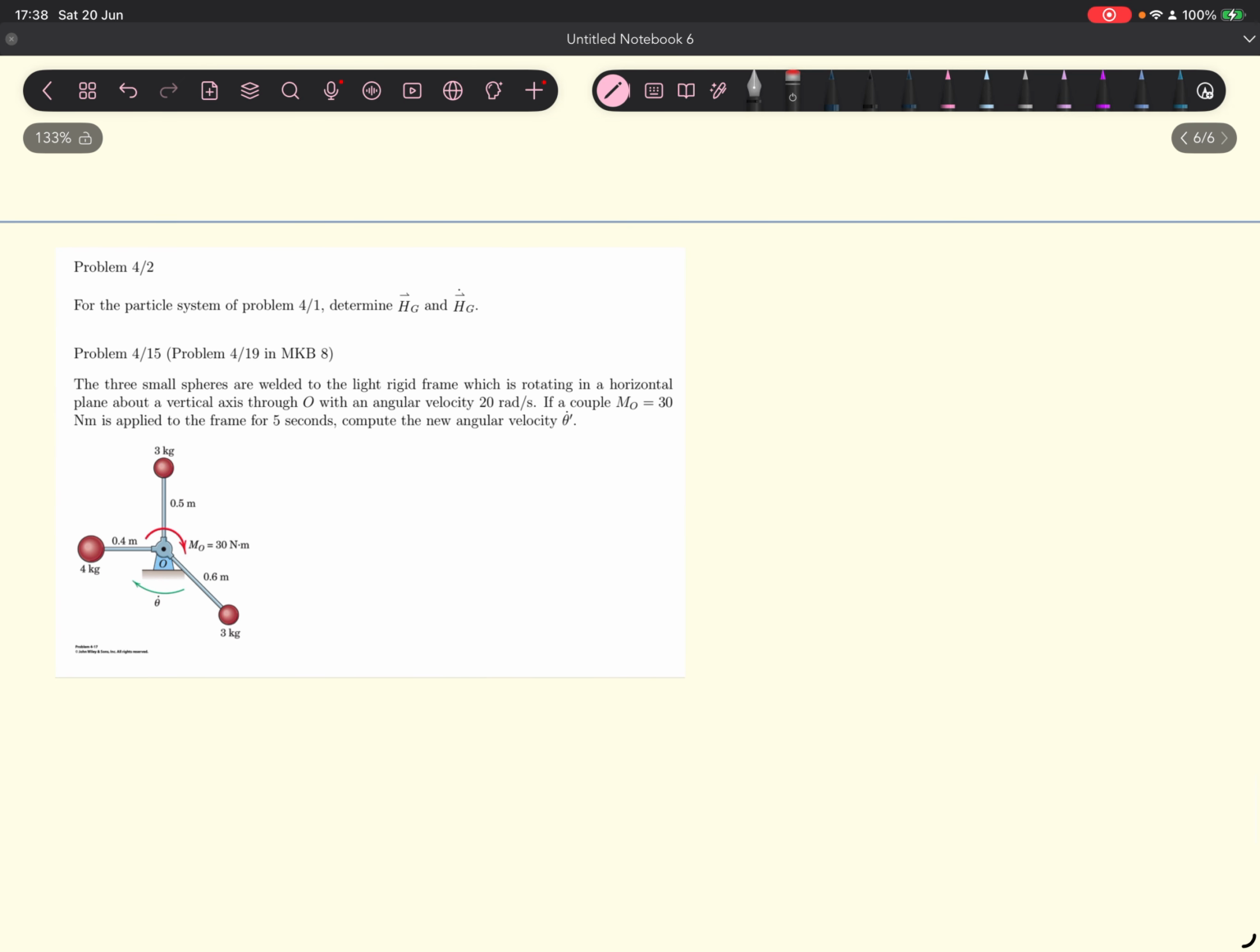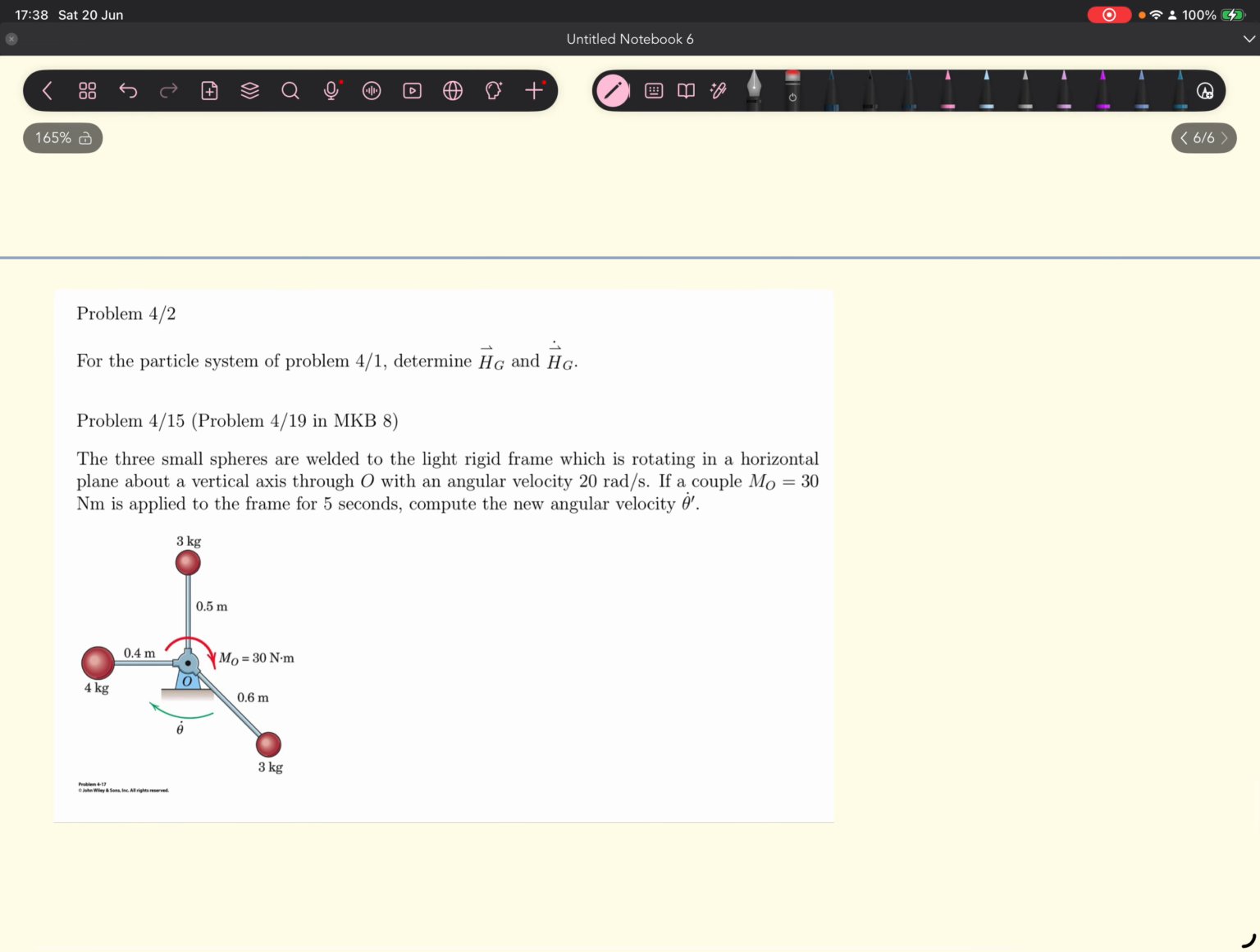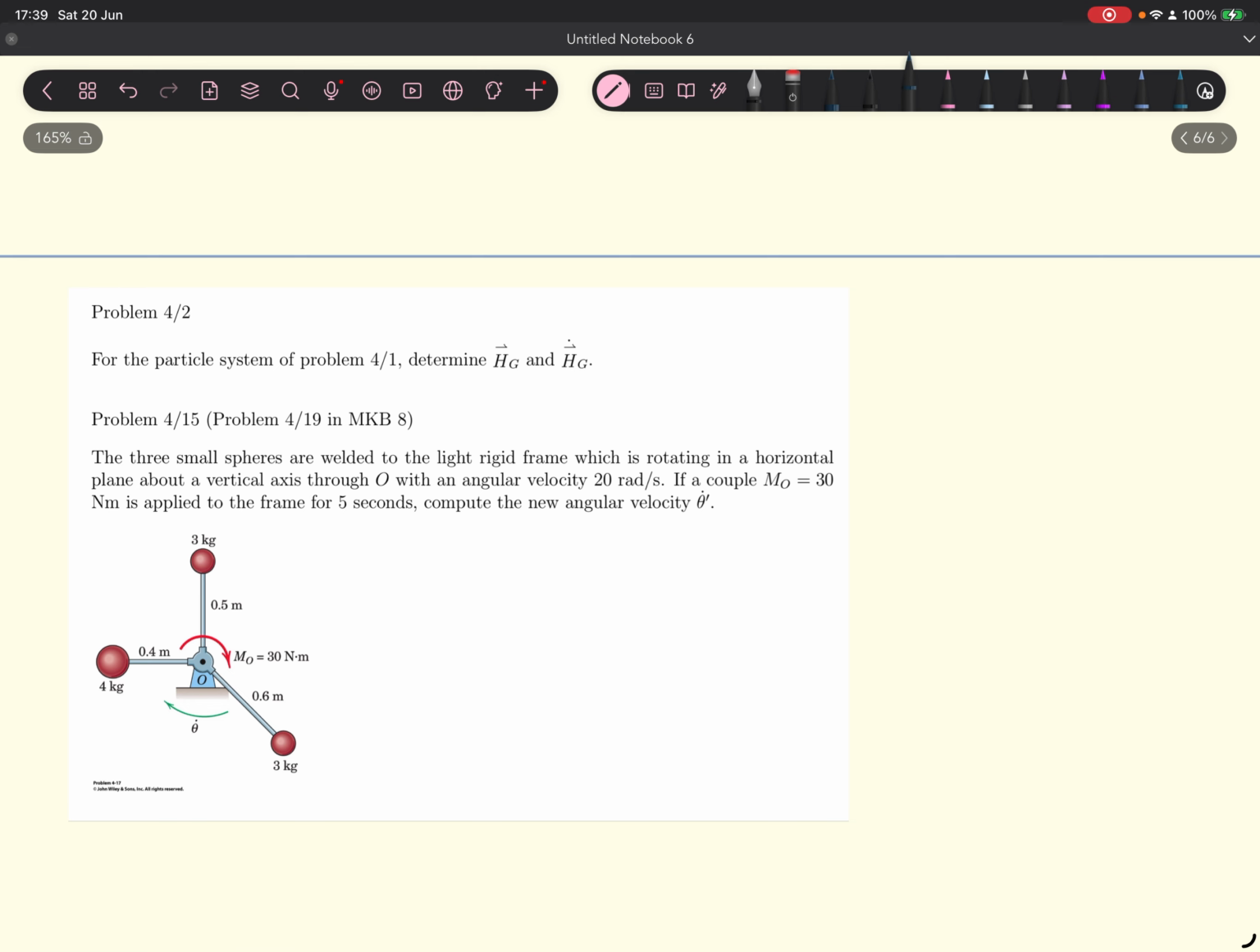And then in this question over here, we're told that we have 3 small spheres that are welded to a light rigid frame which is rotating in a horizontal plane about a vertical axis through point O with an angular velocity of 20 radians per second. If a couple moment MO equal to 13 Newton meters is applied to the frame for 5 seconds, we're asked to compute the new angular velocity using that info.